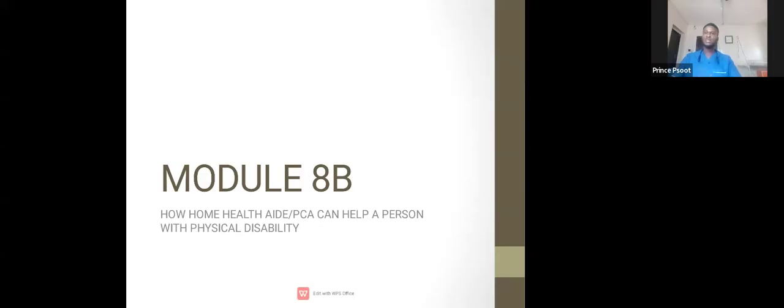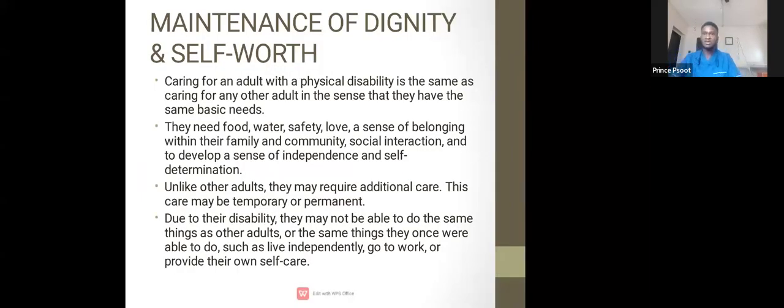So now we've come to one of the crucial parts of what we are doing, which is how can we help a person with physical disability? As we know, helping a patient or a person takes technical know-how, because when you help in the wrong way, you may not help at all. Instead, you make the patient feel even more pain. We want to learn how we can help a person with physical disability as home health aids and personal care aids. So the first thing we are talking about is maintenance of dignity and self-worth.